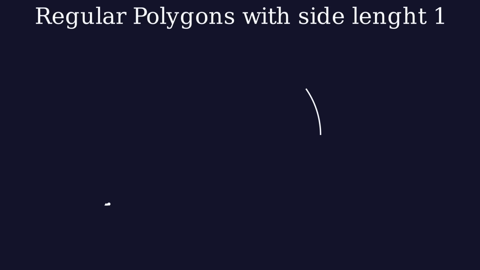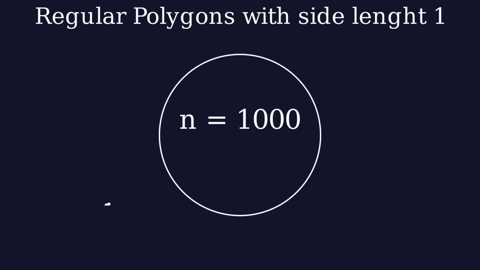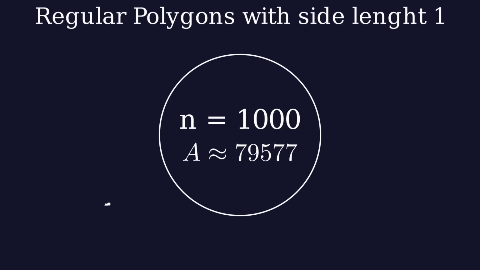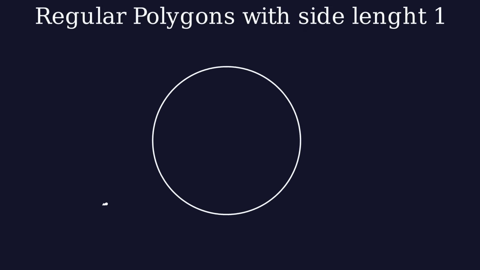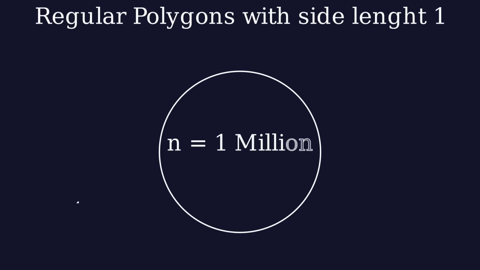This is a regular polygon with 1000 sides, each measuring 1. Its area is approximately 79,577, and its shape already looks like a circle. We can push this even further. A regular polygon with 1 million sides is massive and has an area of around 79 billion.